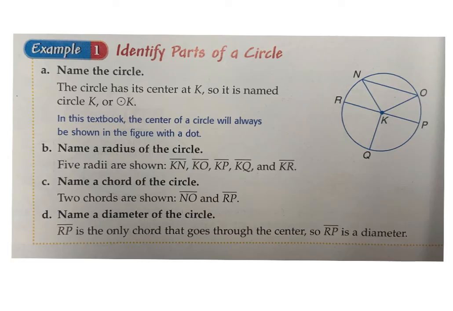All right, so identify parts. You should be able to be given something like this and name these. Name the circle: circle K. Name a radius. Well, you could say KN, KO, KP, KQ, KR. Anything from K to the outside. Name a chord. NO is a chord, RP is a chord. Those are the only 2 that go all the way across, so you have to have both points on the end. A diameter: there's only 1 diameter shown here, that is RP.